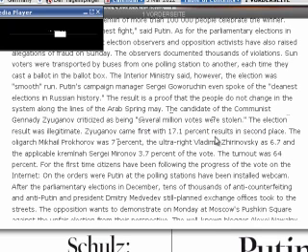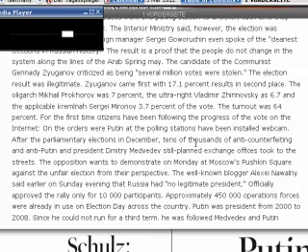Zyuganov came in second place with 17.1%. The oligarch Mikhail Prokhorov got 7%, the ultra-right Vladimir Zhirinovsky 6.7%, and Sergei Mironov, who is considered close to the Kremlin, 3.7% of the vote. The turnout was 64%. For the first time, citizens have been following the progress of the vote on the internet. On Putin's orders, webcams have been installed at the polling stations.